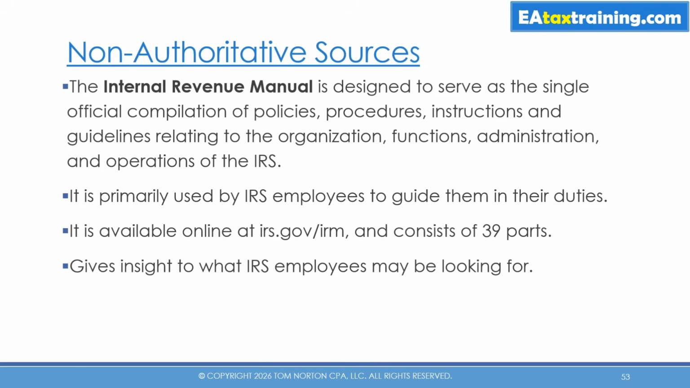Now we'll talk about the non-authoritative sources. So first is the Internal Revenue Manual. This is designed to serve as the single official compilation of policies, procedures, instructions, and guidelines relating to the organization, functions, administration, and operations of the IRS. So it's like an internal, quote unquote, internal manual for IRS employees. However, it is public. It is actually something that you can go and look at right now. It's at irs.gov/IRM, and it consists of 39 parts.